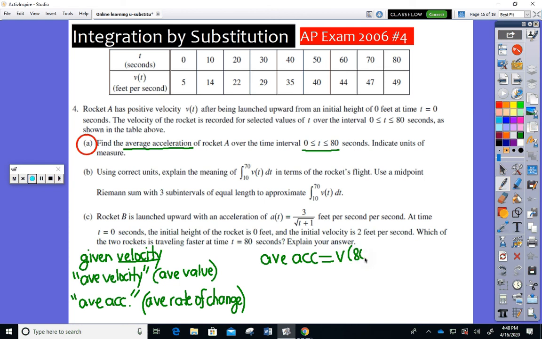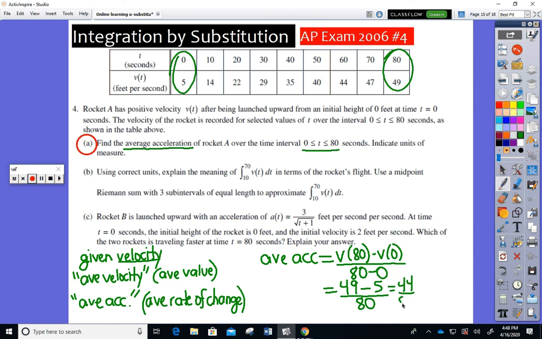So y2 minus y1 would be v of 80 minus v of 0 over x2 minus x1. So v of 80 from the table is 49. V of 0 from the table is 5, over 80 minus 0. So what is that? 44 over 80, if I just did that correctly. And divide by 4, I believe that's 11/16. And that would be in feet per second. So that's a nice review problem.